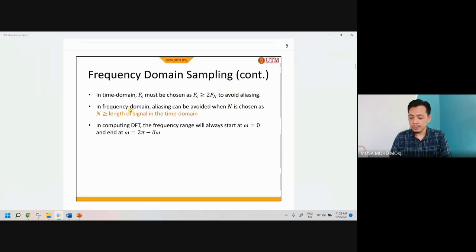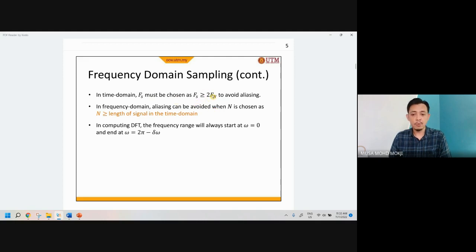But in the frequency domain, this omega is more straightforward. We just choose N, a capital N. It must be greater than or equal to the length of the signal in the time domain. Whatever discrete time signal you already have, you just need to know how many samples you have, and then pick this capital N at least the same as the number of samples in the time domain. More is better, of course. In sampling, more samples is better. But this is the rule to avoid aliasing. So those are the two rules.